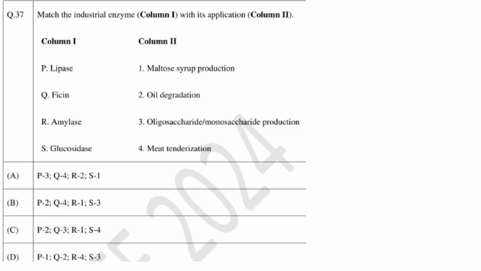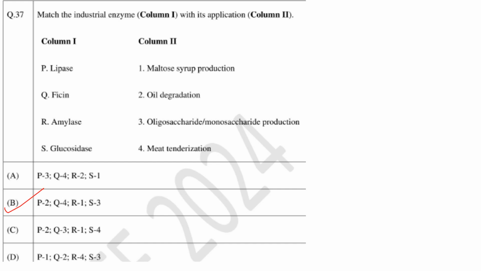Then next one. Match the industrial enzyme with its application in column 2. So lipase. Lipase is involved in oil degradation. P2. P2 is seen in B and C. So A and D can be not taken into consideration. So B and C we will see. Fission. Fission is meat tenderization. So Q4. So B will be the answer.